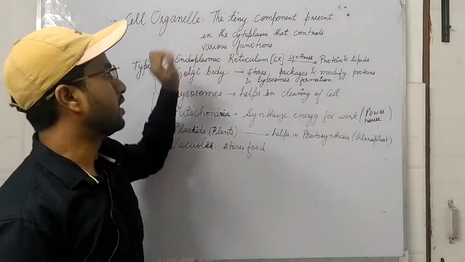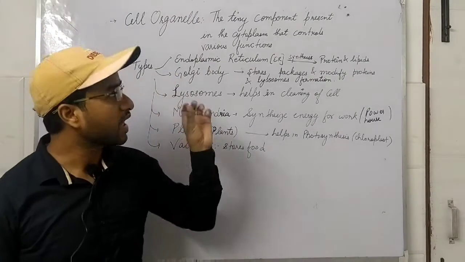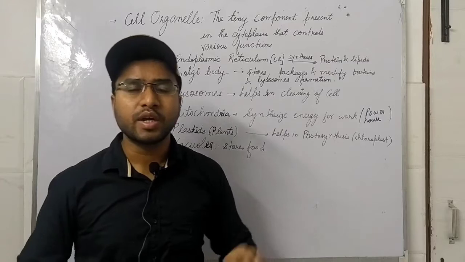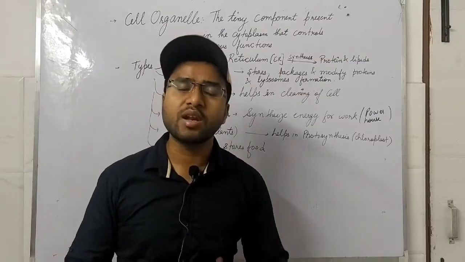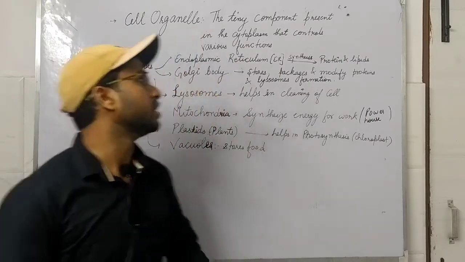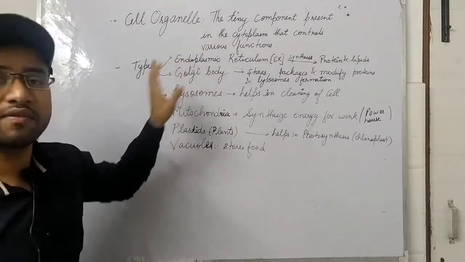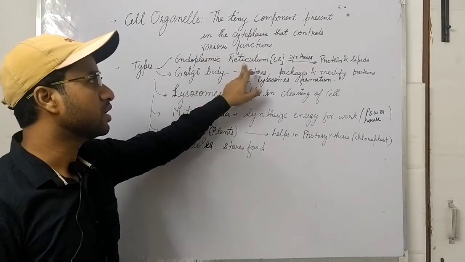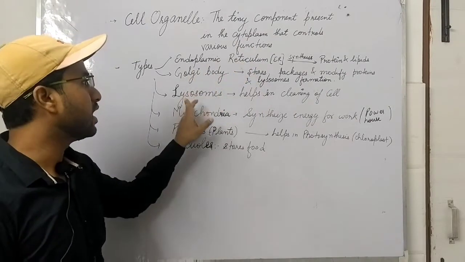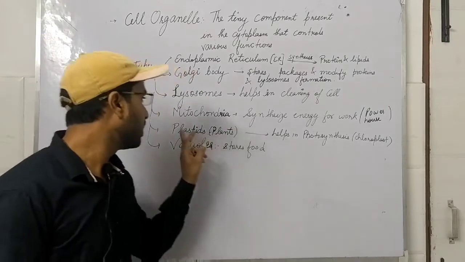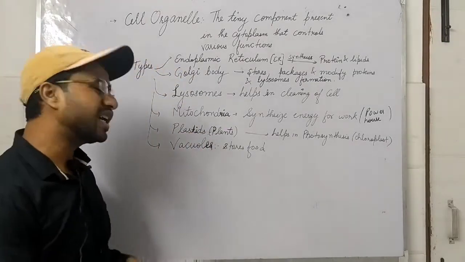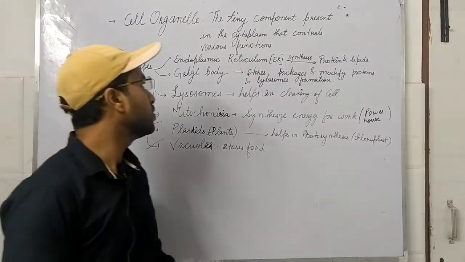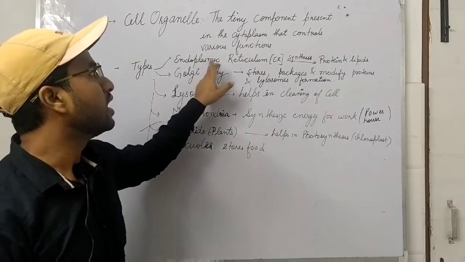Now cell organelles. What are cell organelles? The tiny components which are present in the cytoplasm, which help in overall functioning of the cell, or we can say of the body, are called cell organelles. Now there are various kinds of cell organelles, that is endoplasmic reticulum, Golgi body, lysosomes, mitochondria, plastids and vacuoles. Right now we have to study about only plastids and vacuoles. So let us see others also.